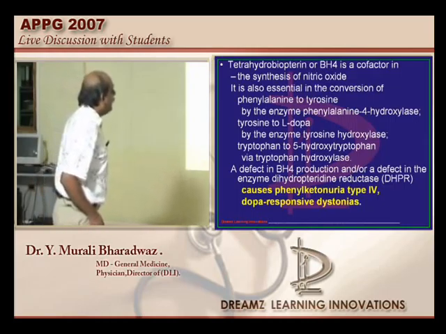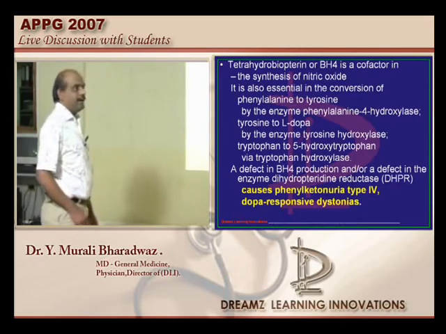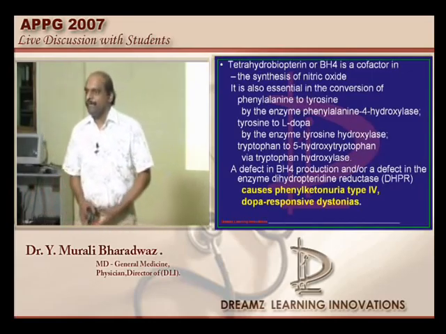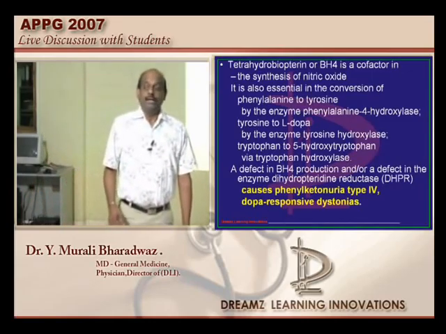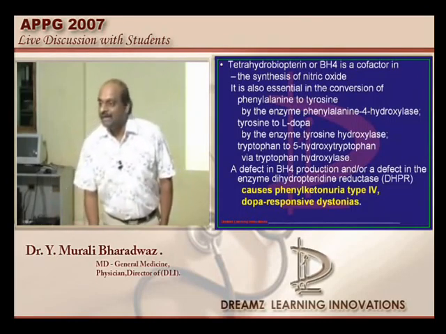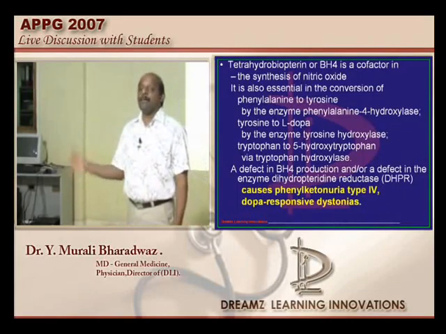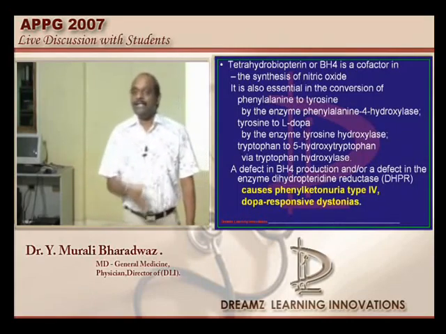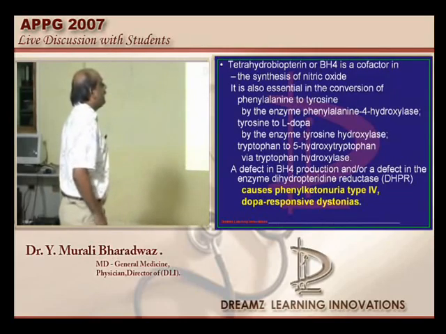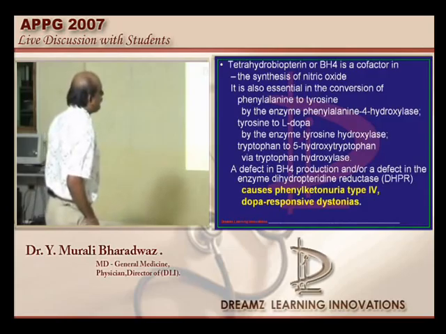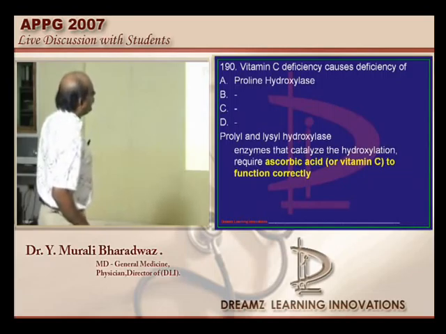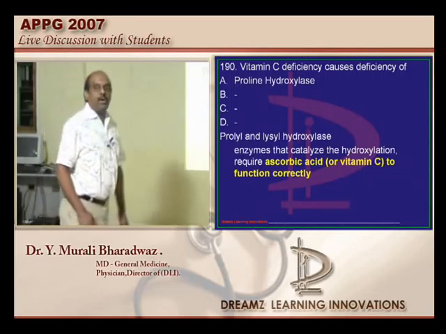Similarly, because it is associated with L-DOPA synthesis, some of the dopamine responsive dystonias, a very important entity in neurology. A patient comes with a lot of dystonias. If you can't diagnose the underlying cause for the dystonias, the rule is to start him on L-DOPA. Luckily some patients with dystonias respond to L-DOPA. One of the causes identified is tetrahydrobiopterin deficiency. Hence phenylalanine to tyrosine, DOPA to dopamine, tryptophan to 5-hydroxytryptophan, that is serotonin. In all these locations it is implicated.